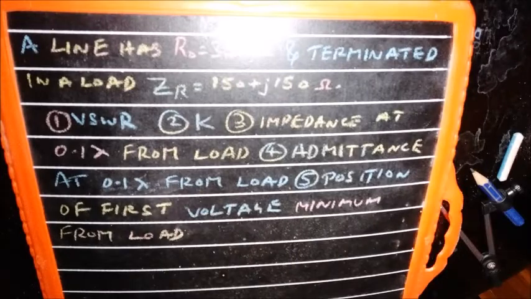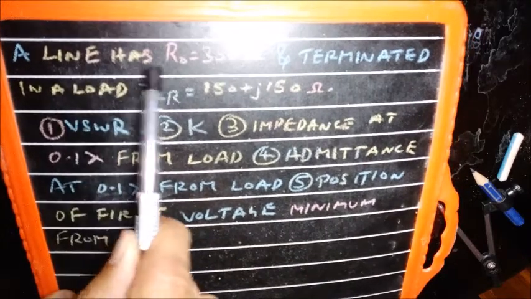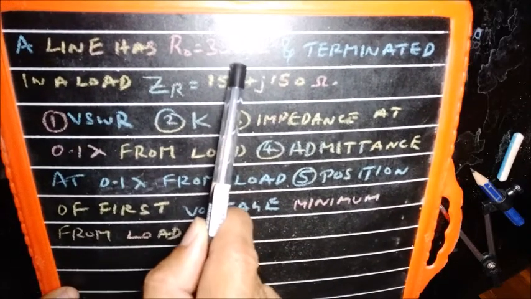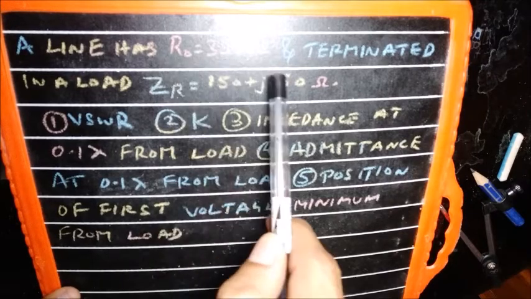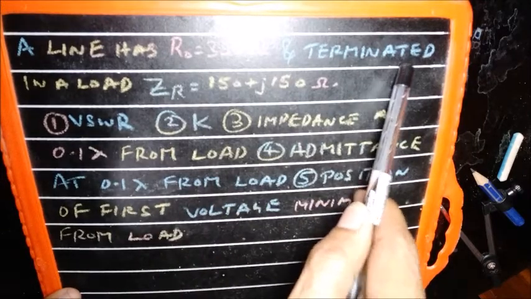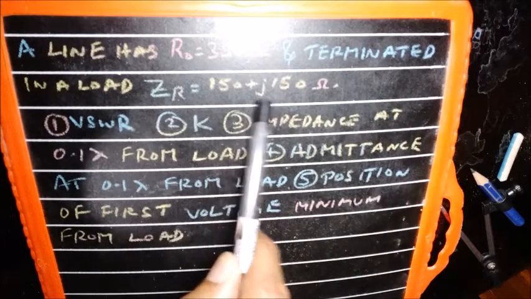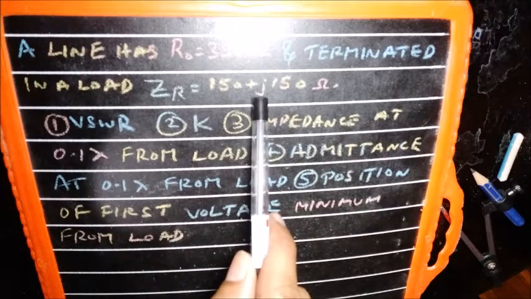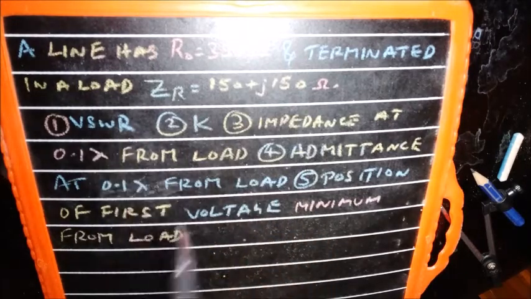Okay, so the next problem statement is this. There is a transmission line and it has a characteristic impedance of 300 ohms. It is a high frequency, of course, lossless line, and it is terminated in a load ZR equal to 150 plus J150 ohm. So we are given the load impedance and we are also given the characteristic impedance of the transmission line. We have to find the following, of course, by using a Smith chart.